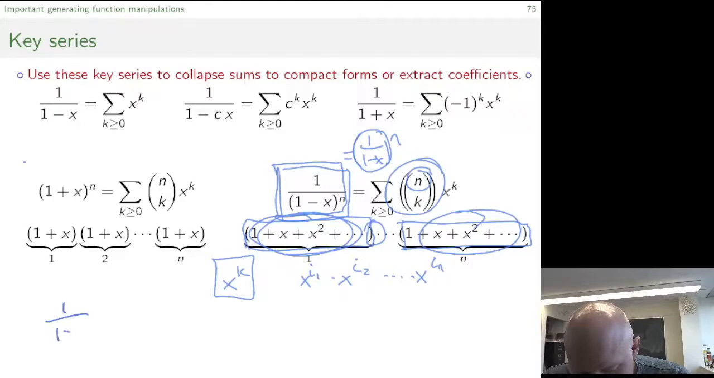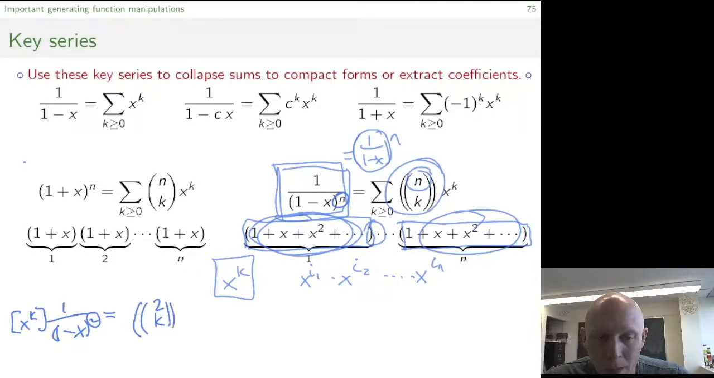When we had 1 over 1 minus x squared, well, if we look at what that is using this formula that we just came up with, what we'll see is that the coefficient of x to the k in this is going to be equal to, well, in this case, n is equal to 2, so we get 2 multi-choose k. Well, 2 multi-choose k is equal to k plus 2 minus 1 choose k, which is equal to k plus 1 choose k, which is equal to k plus 1.